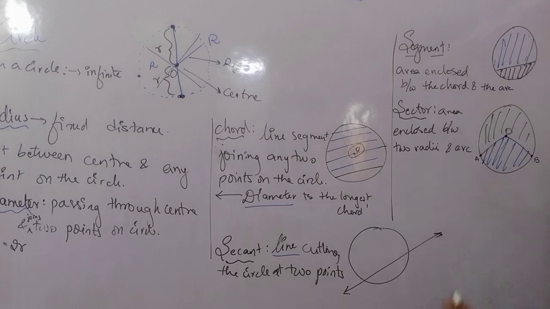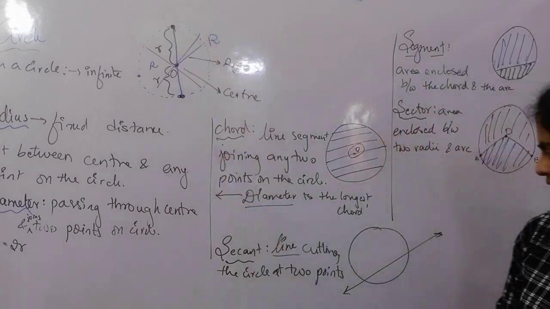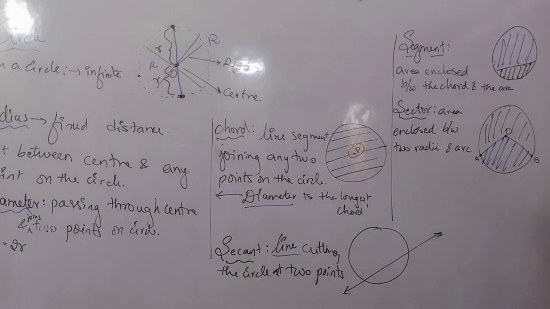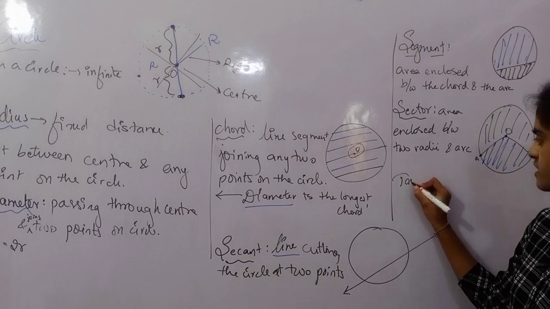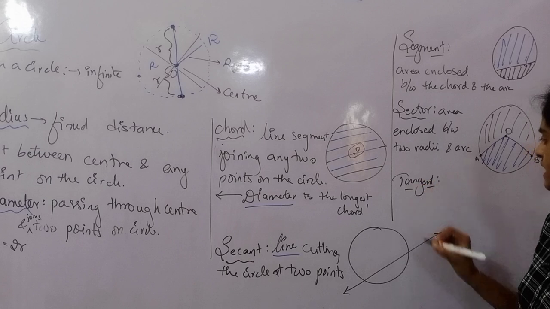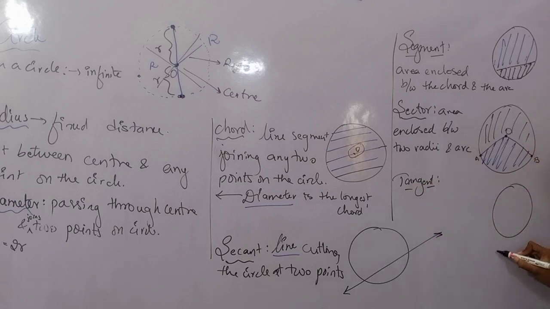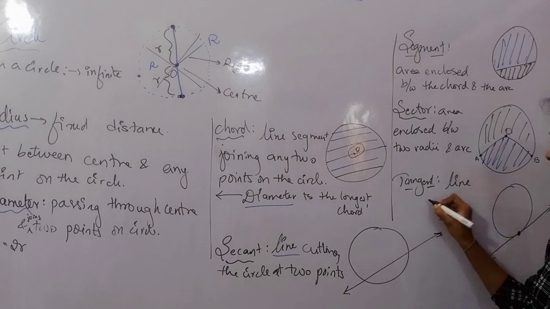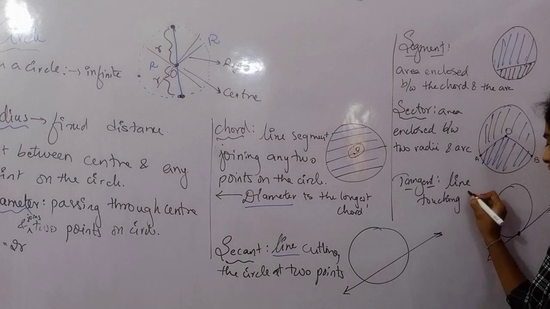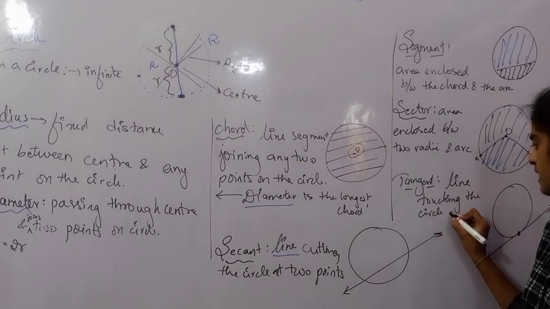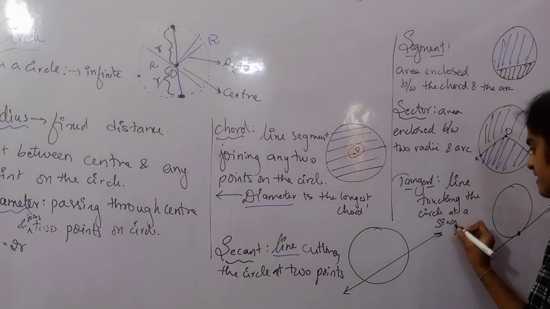Now let's talk about tangent. With this we have completed all the important definitions related to circle, but there is one very important definition which is tangent. Suppose I have a circle and I have a line which is just touching the circle at a single point. Such a line is called a tangent. So a line touching the circle at a single point is called a tangent.